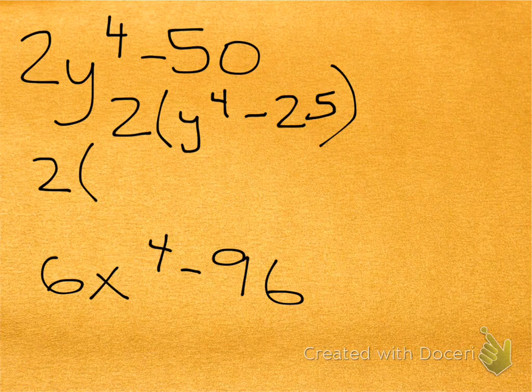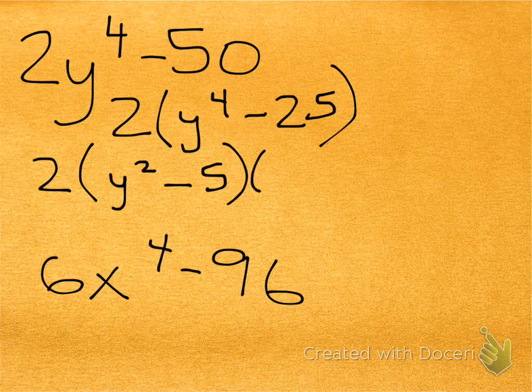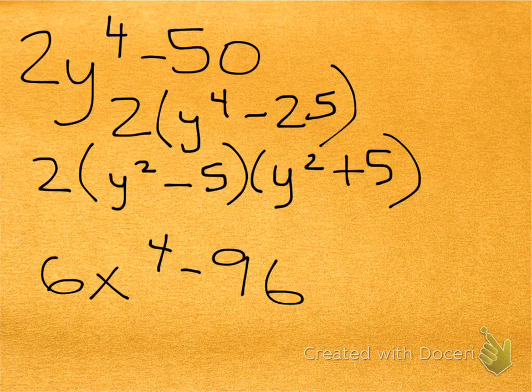So then we split it up further since we have perfect squares in the parentheses, so we have y squared minus 5 times y squared plus 5. And since 5 is not a perfect square, we're going to leave it at 2 times y squared minus 5 times y squared plus 5, and that's our final answer.